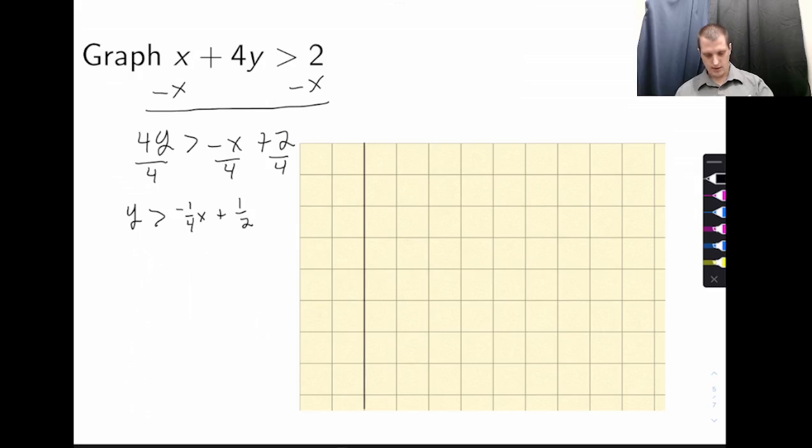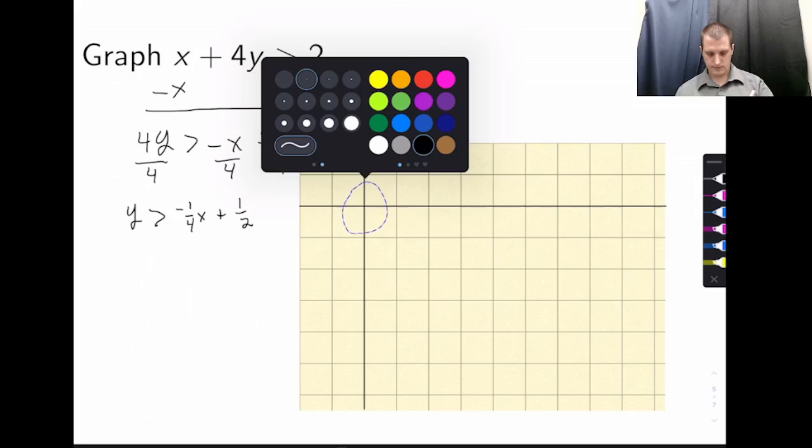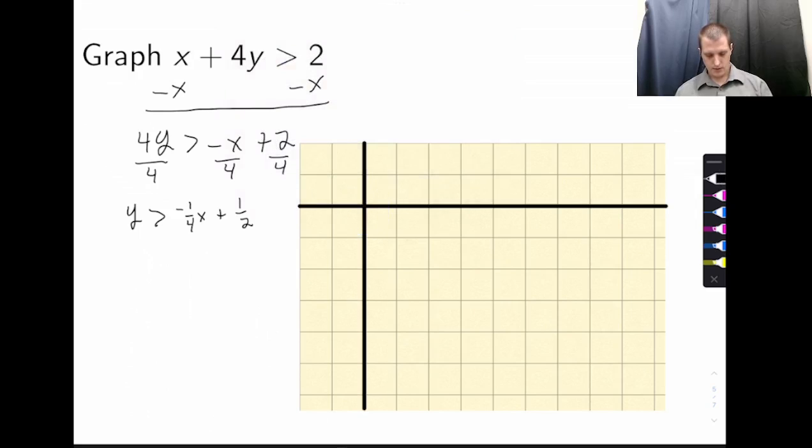I'm going to change this a little bit, and I'm going to say that each of these squares is 2. So each 2 squares is 1. That'll be 1, that'll be 2, and this will be 3. Then this will be 1, this will be 2, this will be 3, and this will be 4.